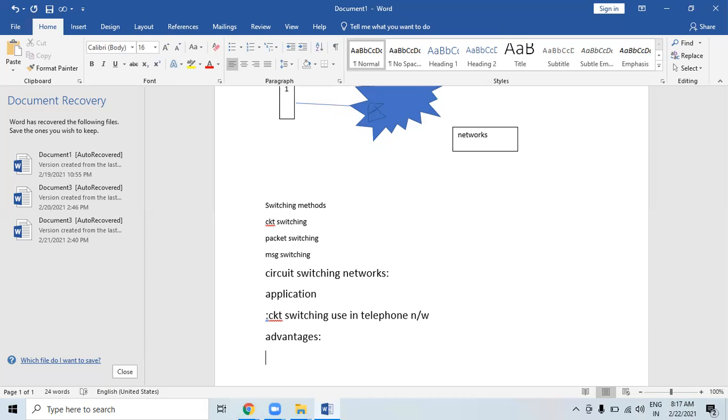Examples of circuit switching networks include the public switched telephone network, PSTN. Then there is the B channel, and high speed circuit switched data, and the circuit switched data service in cellular systems such as GSM. So these are examples of circuit switching.